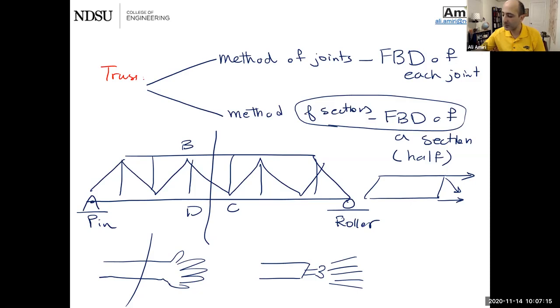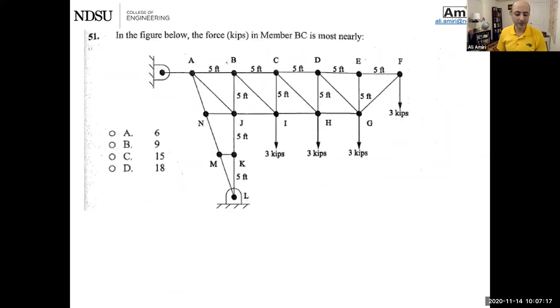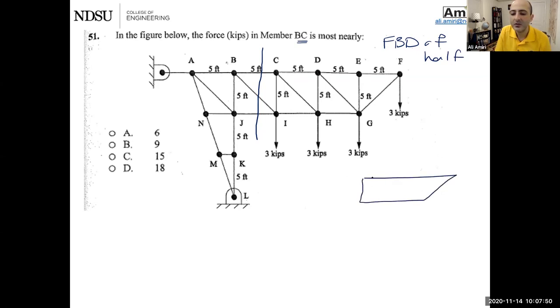Okay, so now let's go back to our problem and just try to make a cut here. The problem is asking for member BC, which is, let's find it, BC. So I have to make a cut that goes through that member and cut my truss in half. Okay, that's the cut I'm going to make. Then you have to draw a free body diagram of that half of the truss. Step one, outline, isolate. That's good enough. Step two, active forces.